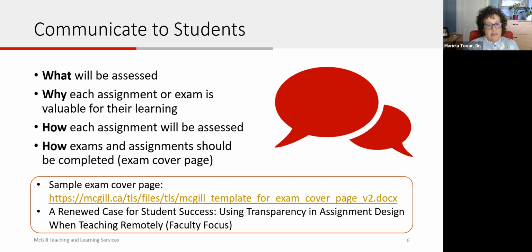In terms of how exams and assignments should be completed, we have a tool at McGill that is an exam cover page. It's a recommendation, it's not a McGill tool, it's being recommended in the literature, that you include a cover page with each assignment or exam. At TLS we have put together a template of an exam cover page, which I'm going to ask Carolyn to share with you right now.